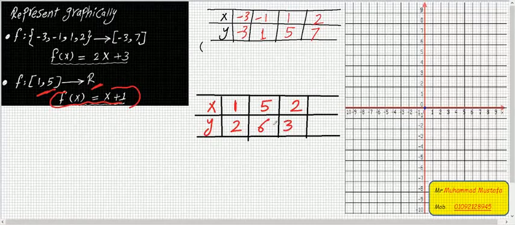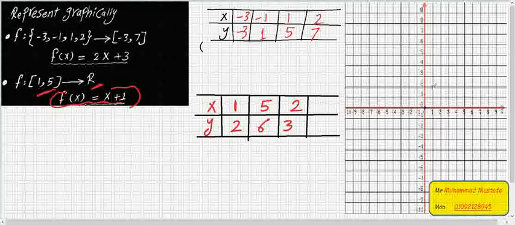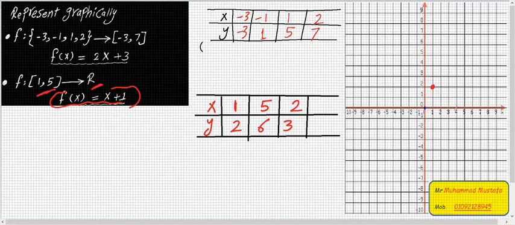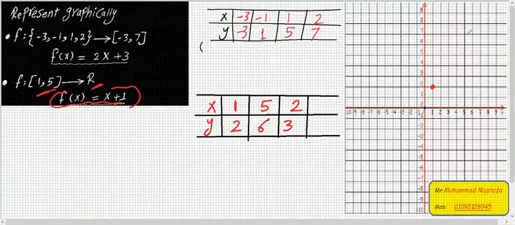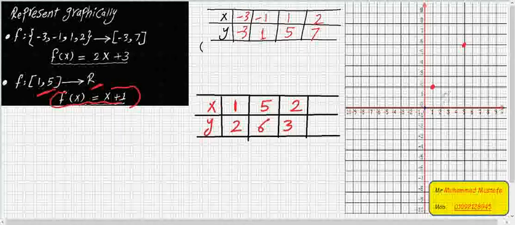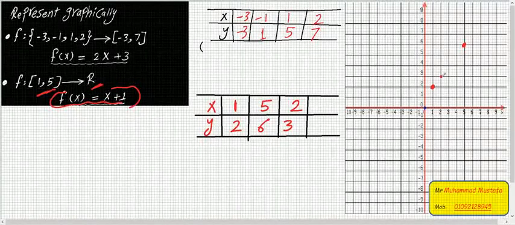We represent graphically the function: 1 up to 2, then 5 up to 6, then 2 up to 3. Here we notice that the rule of the function, x to the power 1 plus 1, is a function of the first degree. We name it a linear function.